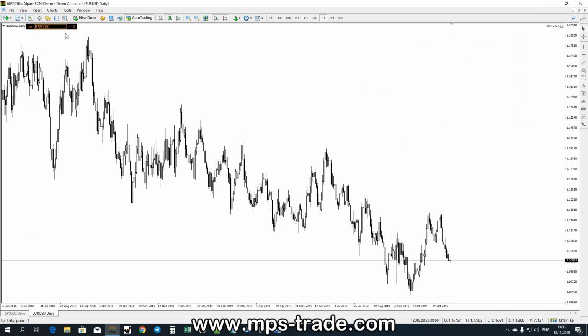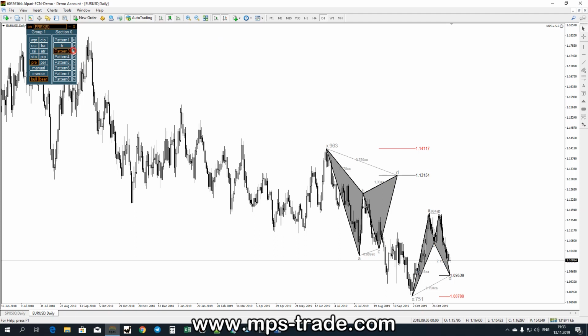Okay, now it's time to open our MPS and to enable some patterns. So I am enabling a unified Gartley. As you can see, a unified Gartley is not a Gartley that is based on some ratios, or on some Fibonacci magic, voodoo magic stuff. It is simply a pattern that is based on structure. That's why its B point may be different from standard, its C point may be different from standard, and its completion may be different from standard completion as well.